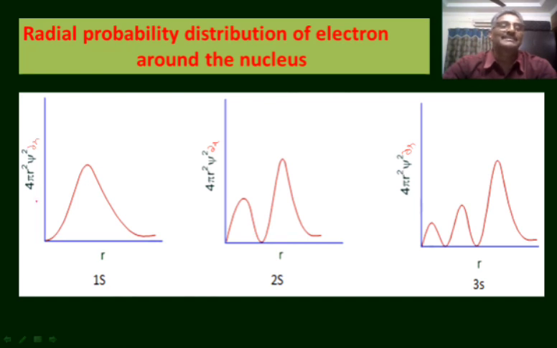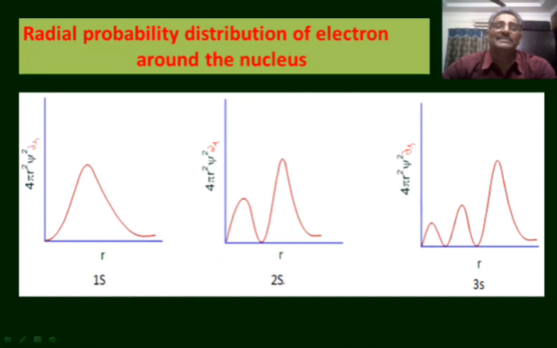That is, the probability of finding the electron in a small space around the nucleus with respect to r. Here, r is plotted on the x-axis and the radial probability of the electron is plotted on the y-axis. The radial probability increases as the value of r increases to a certain value, and then it starts decreasing and reaches a minimum value in the case of 1s orbital.